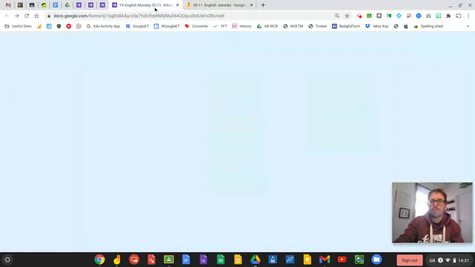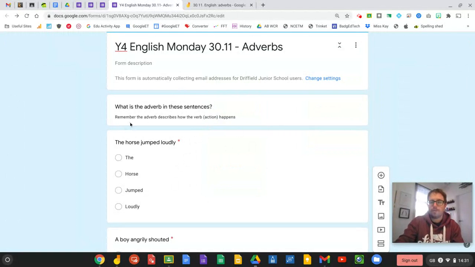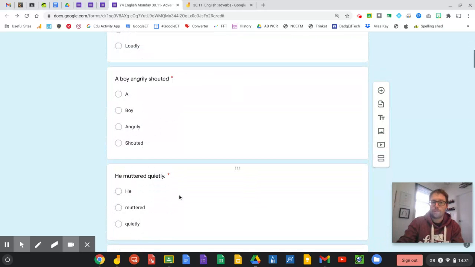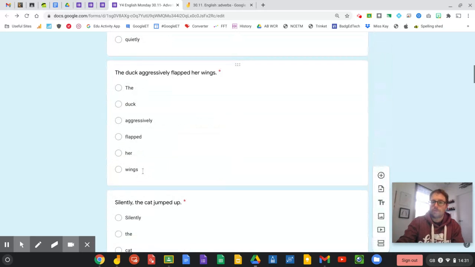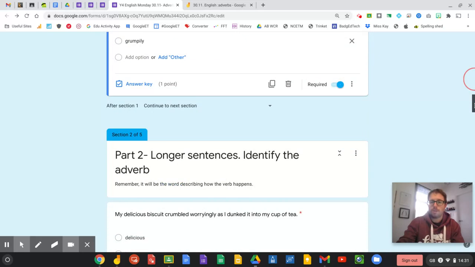So looking at your task for today, to begin with, your first task is you've got some multiple choice questions and you need to find the adverb in the sentence. So we've got the horse jumped loudly, and you've got the options. Which one of those is the adverb? So which one is describing the verb? Just like we did with noun phrases, the trick I think here is to find the verb first. So what word in the horse jumped loudly is the verb, is the action. So once you've worked out what the verb is, which word in there is describing or giving us more information about the verb? Okay, we've got the boy angrily shouted, he muttered quietly, the duck aggressively flapped her wings, and so on. So we've got a few of those to have a look at.